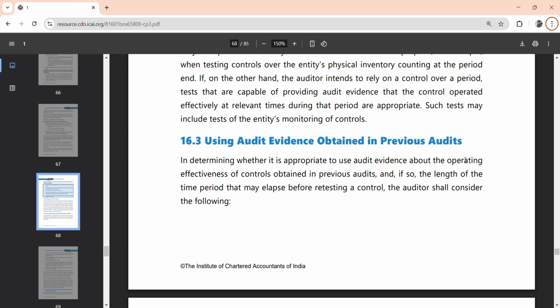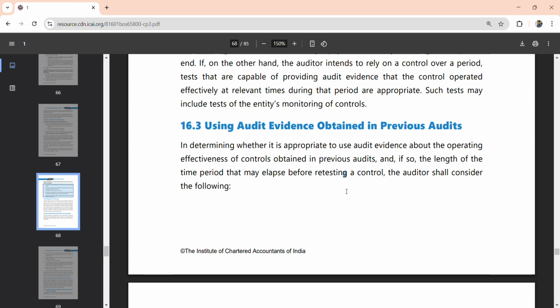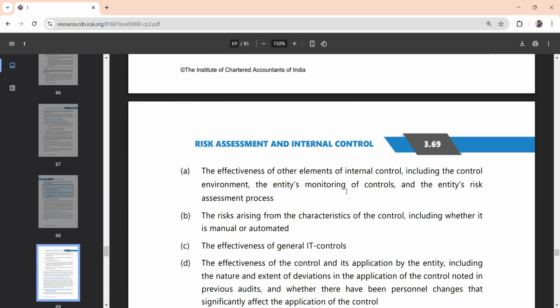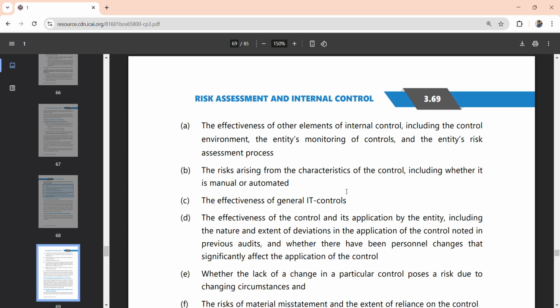In determining whether it is appropriate to use audit evidence about operating effectiveness of controls obtained in previous audits, the auditor needs to consider various factors. So what are the various factors? That is the question. If you see, I made it very easy for you. The thing is totally three: effectiveness and two: risk. That's it. That is what are the various effectivenesses.